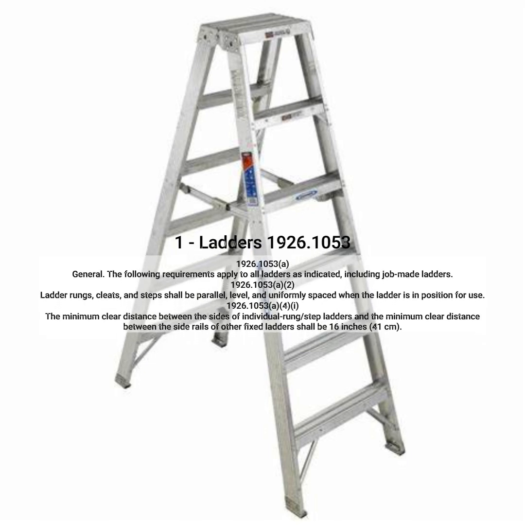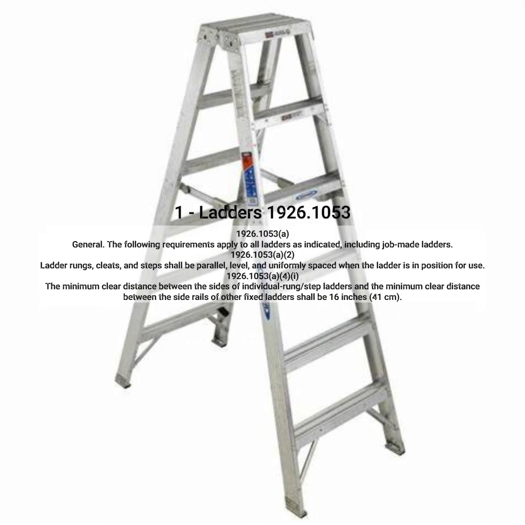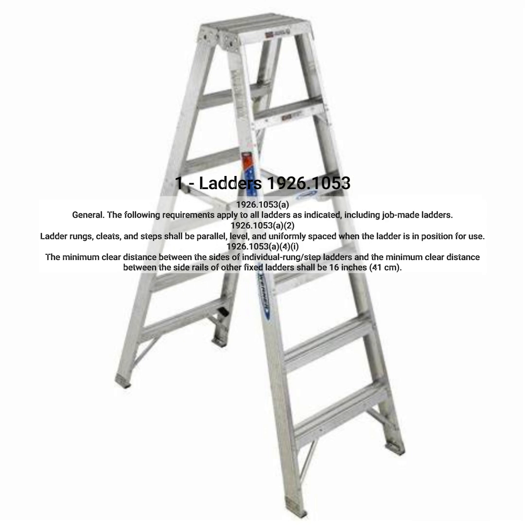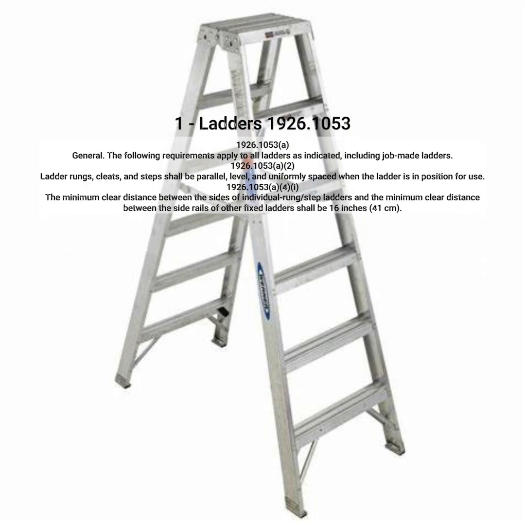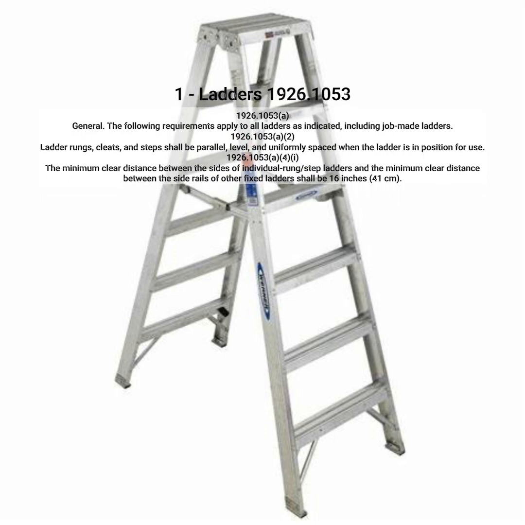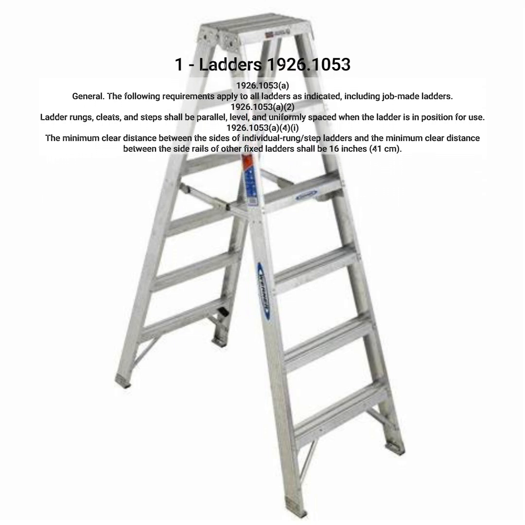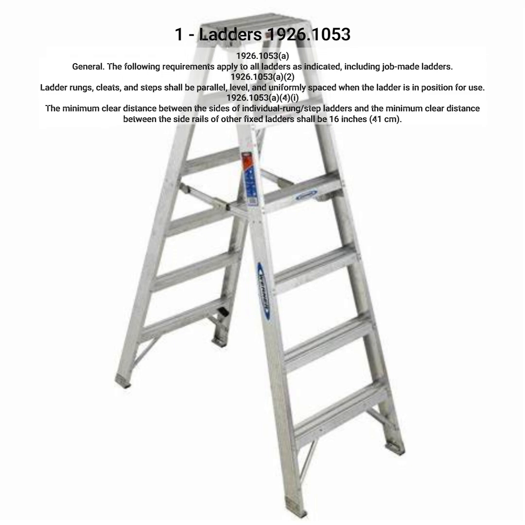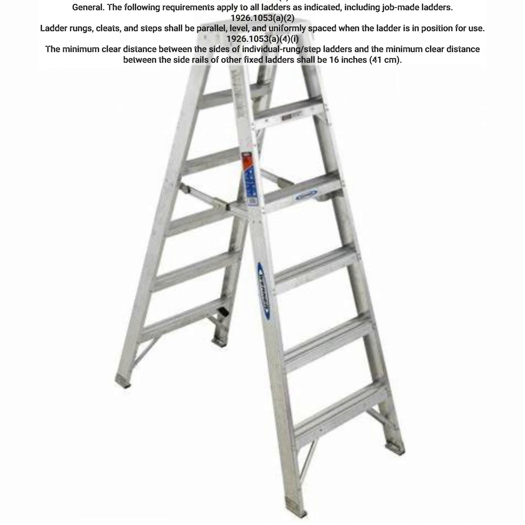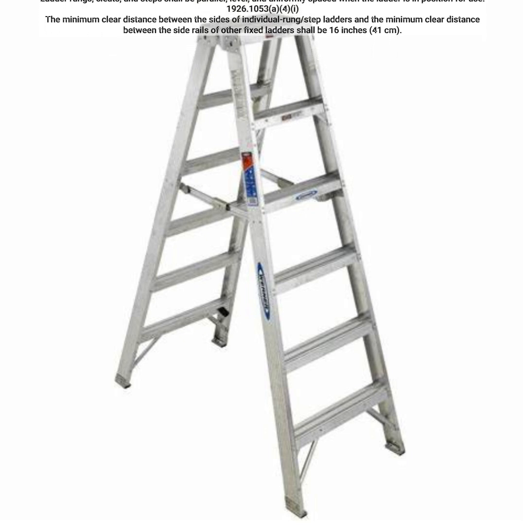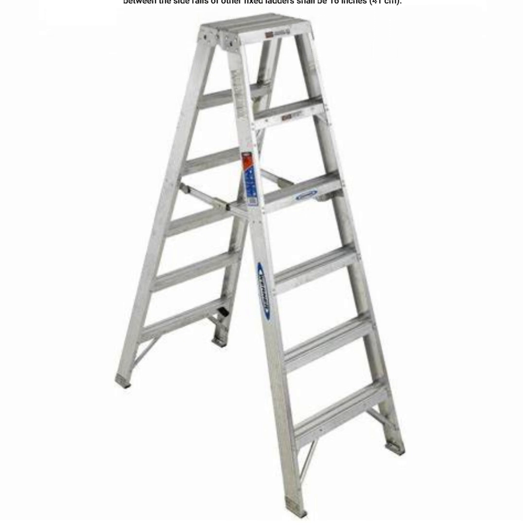1926.1053A. Ladder rungs, cleats, and steps shall be parallel, level, and uniformly spaced when the ladder is in position for use. 1926.1053A. The minimum clear distance between the sides of the individual rung/step ladders and minimum clear distance between the side rails of other fixed ladders shall be 16 inches, 41 centimeters.